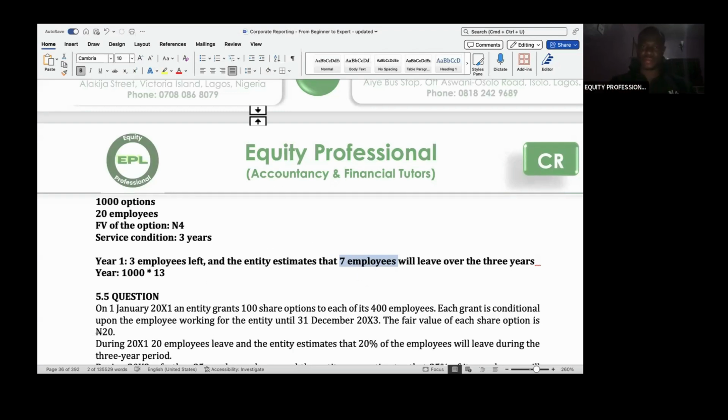Let's say the question structured it like they say that 3 employees left, and the entity estimates that 5 employees will leave in year 2 and year 3. So based on year one estimates, how many employees will vest?